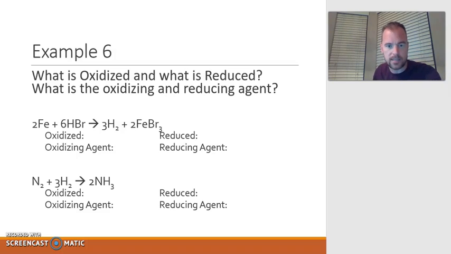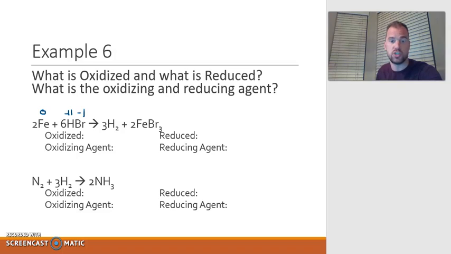Taking a look, first of all, I want to point out the coefficients aren't going to make a difference, so you can ignore those. You're just going to look at the substance itself. So iron is an element by itself. It's a neutral element, so it is going to be 0. Now we have HBr. HBr is a compound, so ask yourself, do we know a rule for any of these? We do know a rule for hydrogen. Hydrogen in this case is going to be +1 since it's not a metal hydride. And therefore, what is the oxidation number for bromine? Bromine has to be -1 because HBr is neutral.